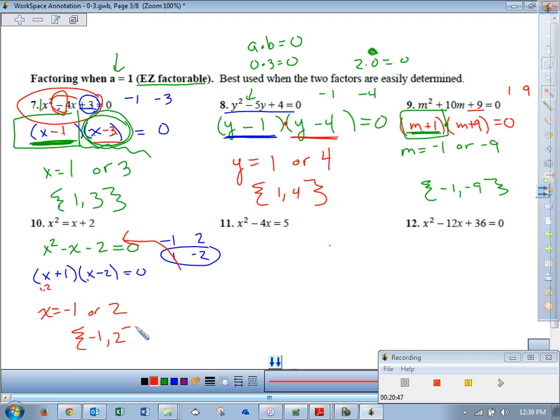What's the first move you'd have to do on number 11, baby? Get it equal to 0. Get it equal to 0. I did use positive 1 and negative 2, but then the solutions are the opposites of those to make them equal to 0. Does that make sense? We had to solve that. So, find two numbers, compare them with your neighbor. That's the hardest part about factoring, is finding those two numbers.